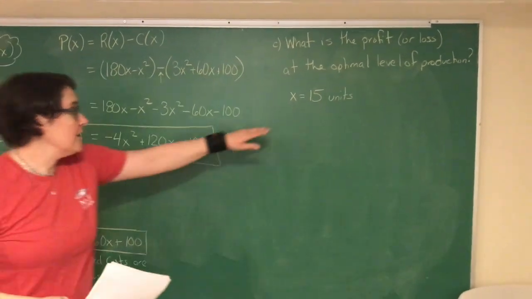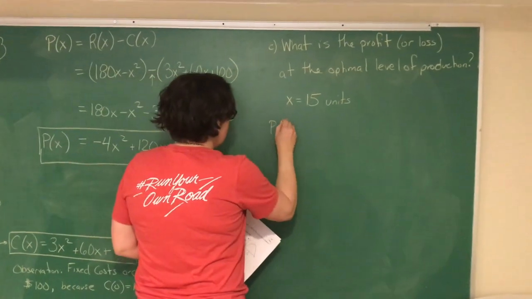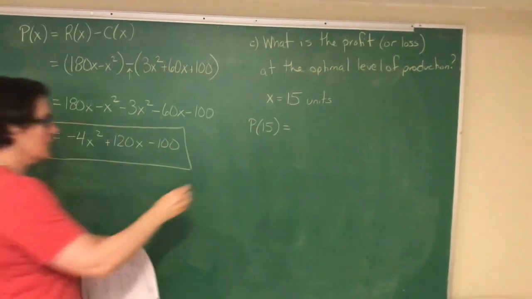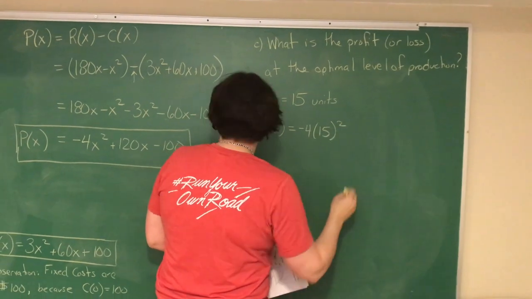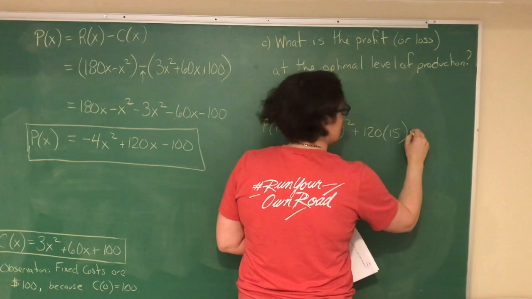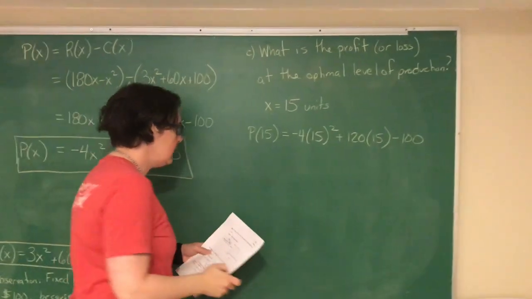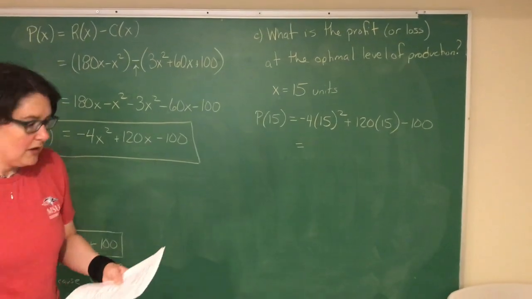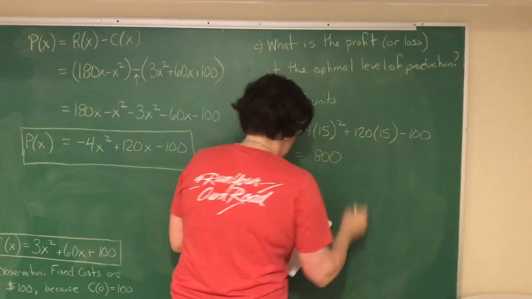And so we can plug that 15 into our profit function. And so when I do that, I have P of 15 is equal to negative 4 times 15 squared plus 120 times 15 minus 100. And when I typed that into my calculator, at least when I did, I came up with a value of 800.